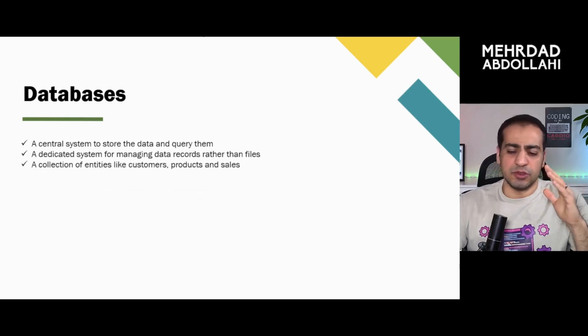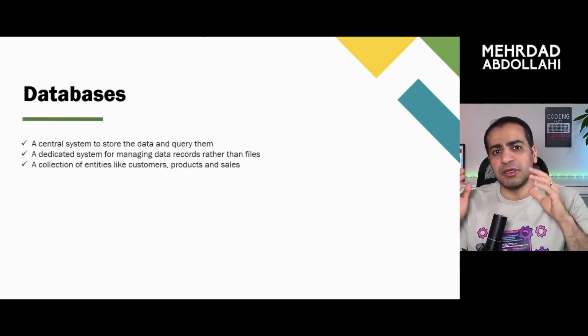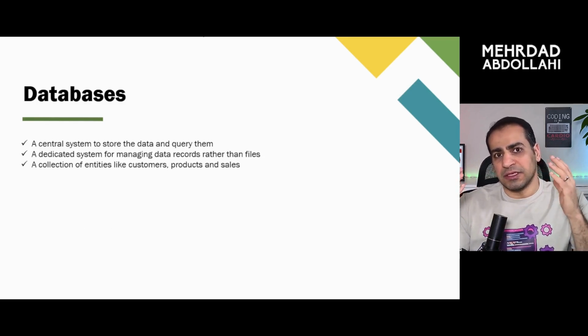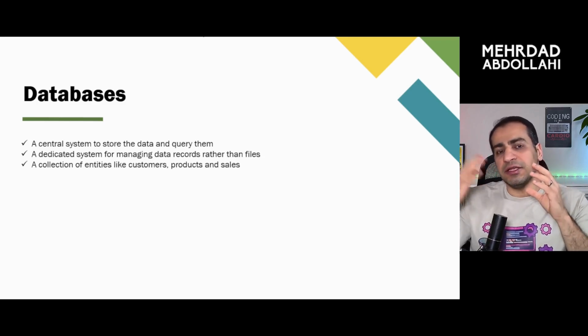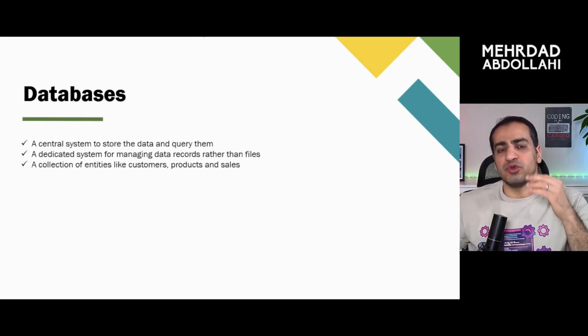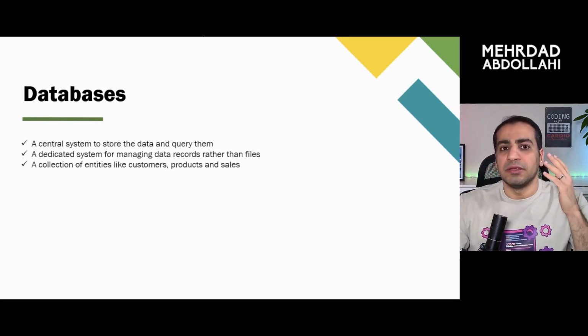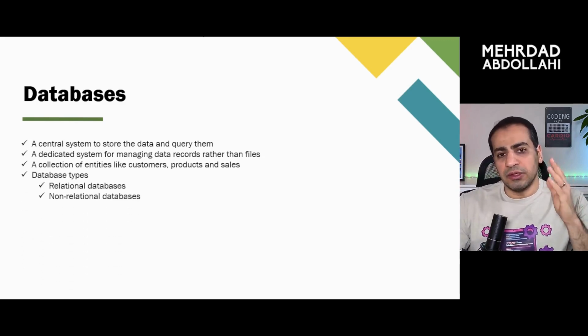And it is going to be basically a collection of entities. So we learned that a list of customers, for example, is some sort of entity, and a collection of these entities is going to make a database for us. There are two types of databases: relational databases and non-relational databases.